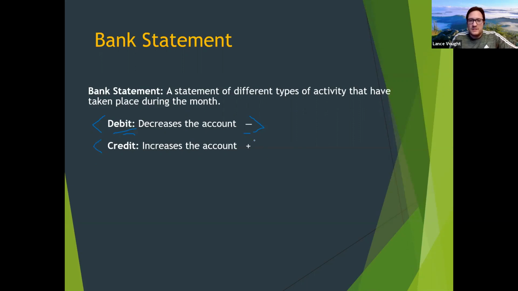Credit means that you're adding money. So when it comes to your account being credited, it means that money is being added to your account. So if you deposit a paycheck, that's a credit on your account. If you're paying a bill, that's a debit on your account.